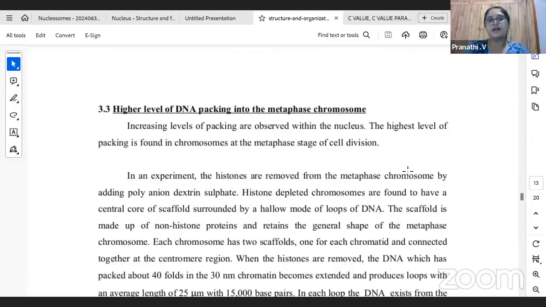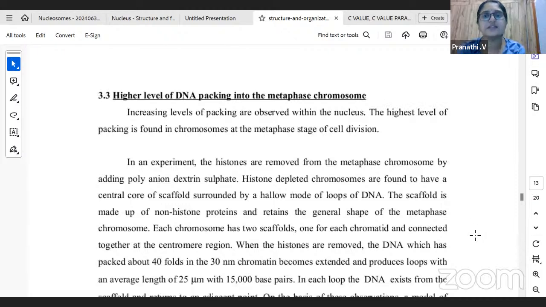So when it comes to the metaphase, wherein we have DNA division, cell division, we have to have a much more condensed manner. So increased packaged DNA is observed in the metaphase chromosome. Especially it is the highest in the metaphase. So to prove how it is done, they performed an experiment wherein the histones from the metaphase chromosome were removed by adding a polyanion, dextran sulfate.